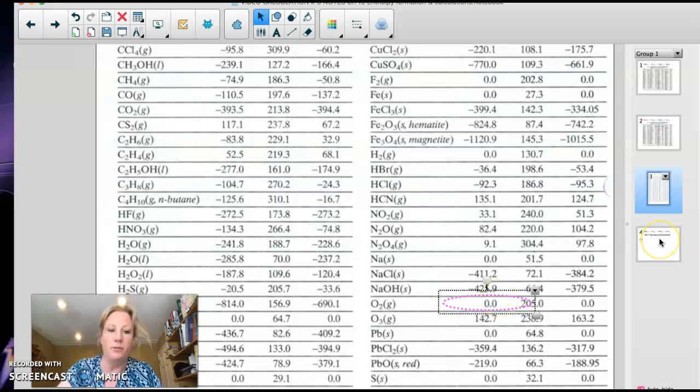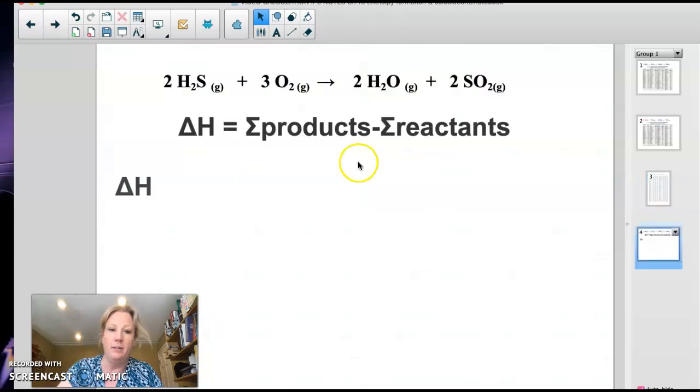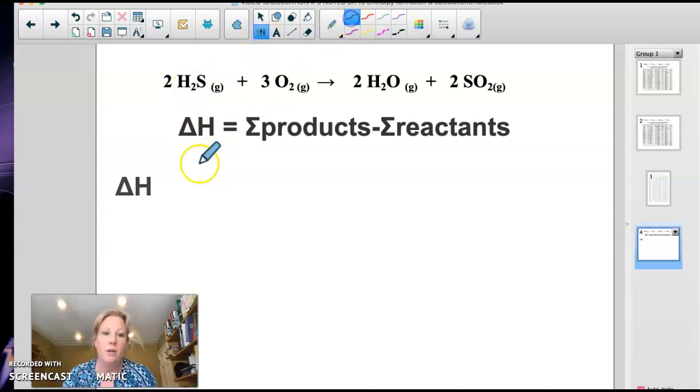So now that I know those values, I can use this formula. Remember, this is where I'm going to calculate the enthalpy change for the whole reaction. I'm going to sum up the enthalpy of formation of the products, and then I'm going to subtract the enthalpy of formation of the reactants. When I do that, I do have to use the coefficients, because that's how many moles. So I'm going to interpret the coefficients as moles.